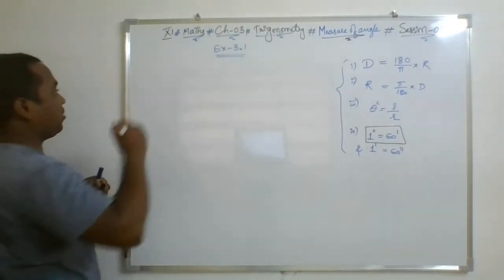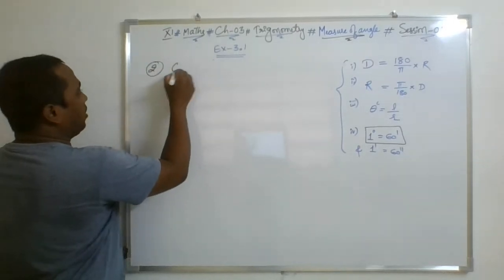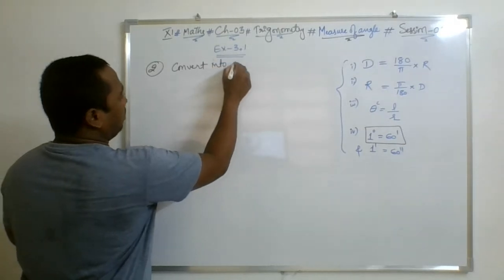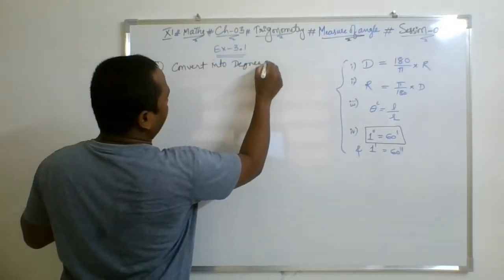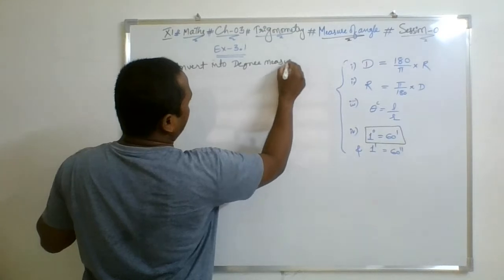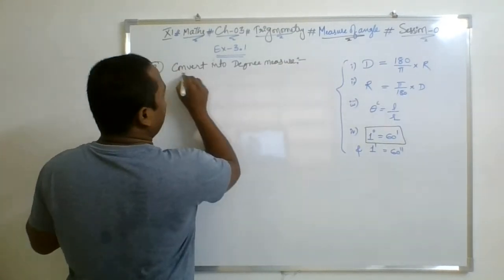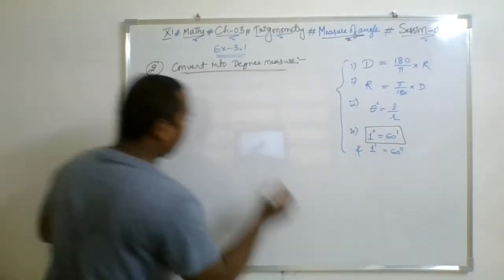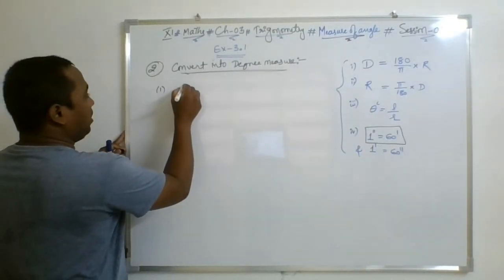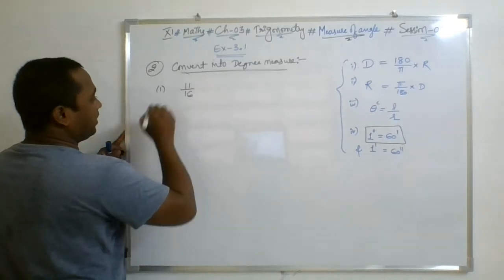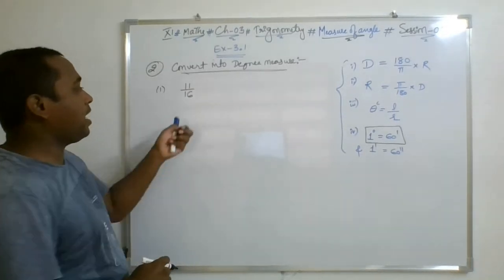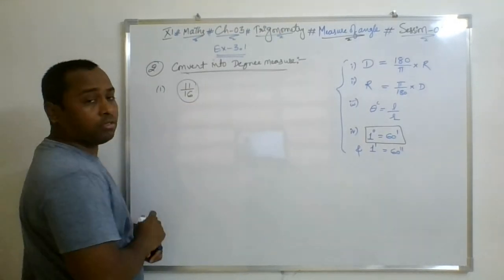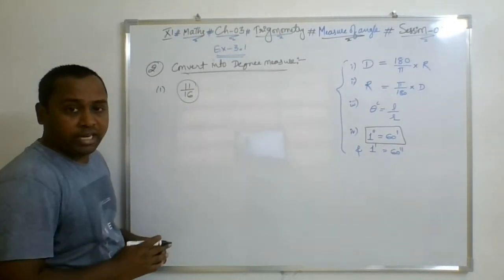So I'm taking the second question, where we convert into degree measure. It's a simple concept. I'm taking the first one, question number 1. They have given 11 by 16 radian. Nothing has been written, which means it is radian measure. Now you know this is a radian measure, and I want to convert it into degree measure.